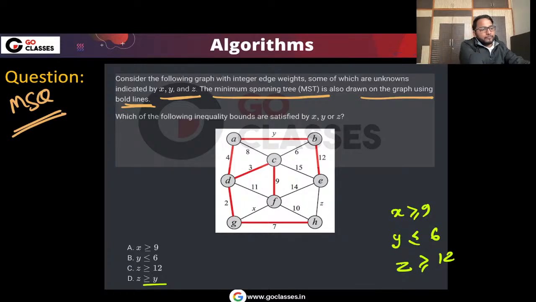Let me know. I hope this is understood, right? That Z is greater than or equal to 12.